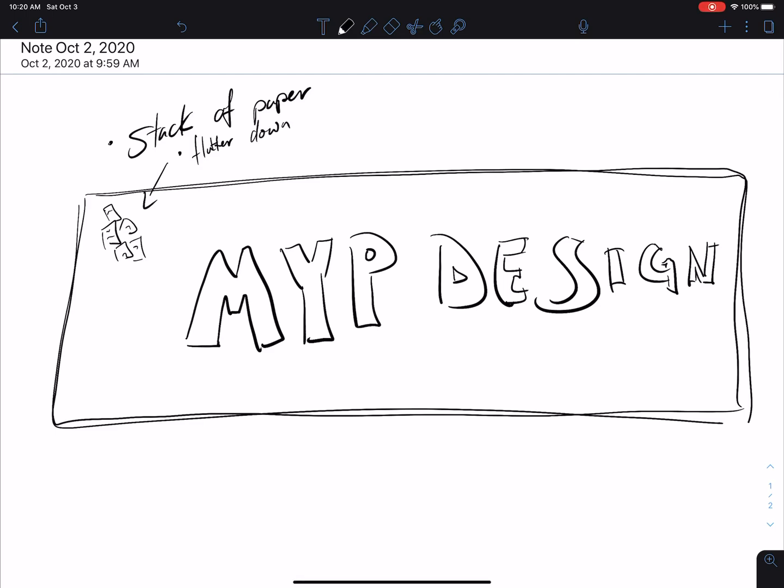So like maybe I want this stack of papers to fall down, and this will say right here, criteria A, research. And it's okay to use language that's not a specific language. Like if you want to say research instead of inquiring and analyzing, that's probably easier to understand, and that's okay. But we want the meaning of what it is to be what's communicated, right?